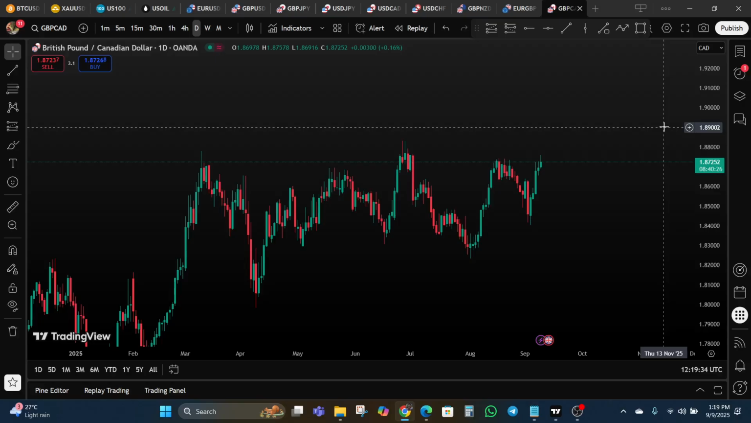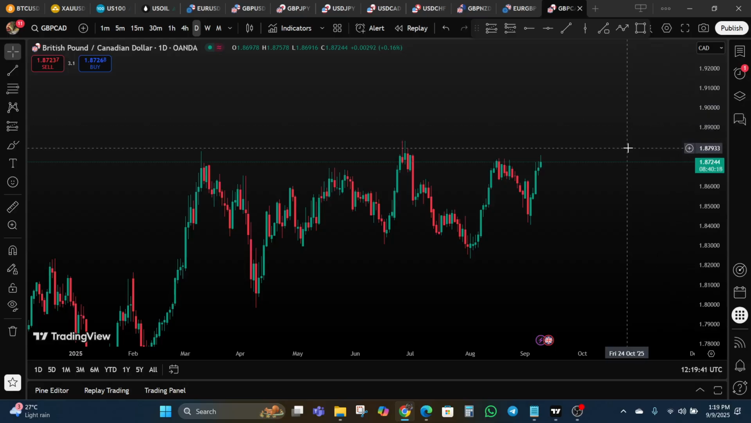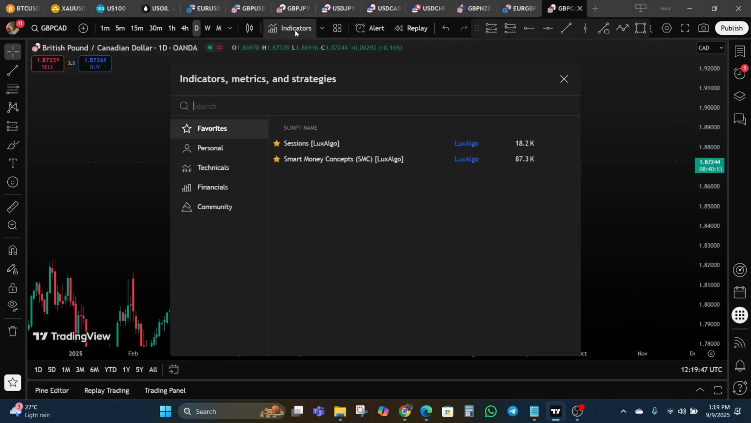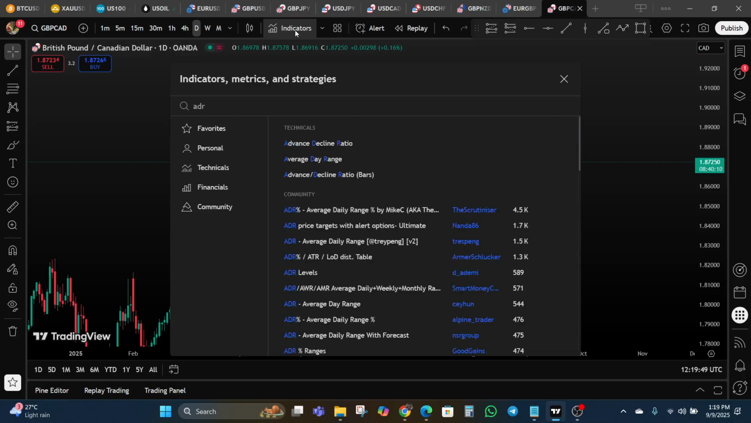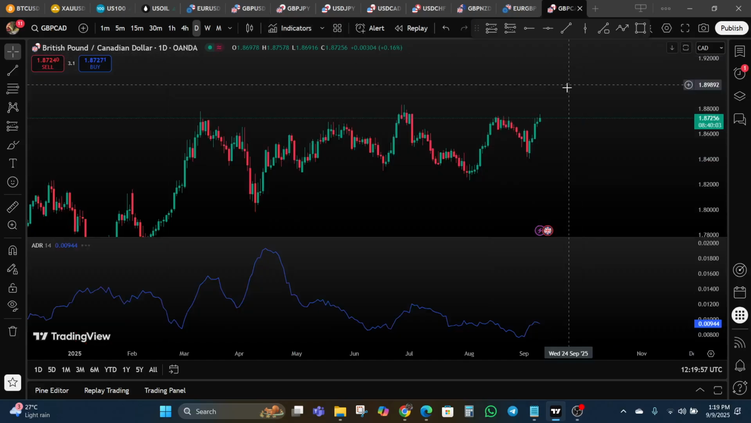First of all, we have to talk about ADR levels. ADR stands for average daily range. Average daily range measures the average movement of a currency pair in a single trading day. Knowing this helps you gauge how far price can realistically travel, which is essential for breakout setups.